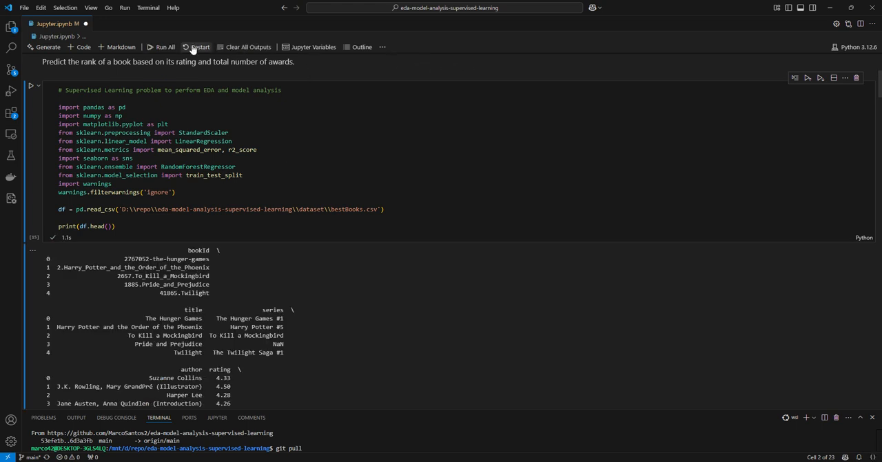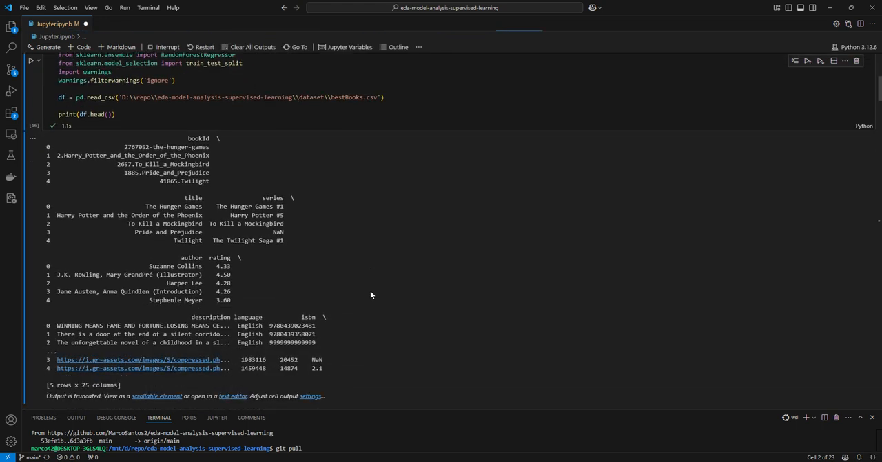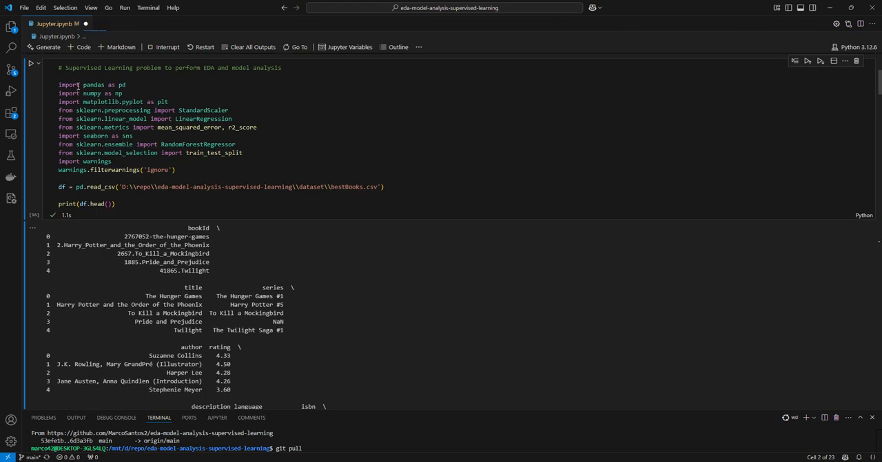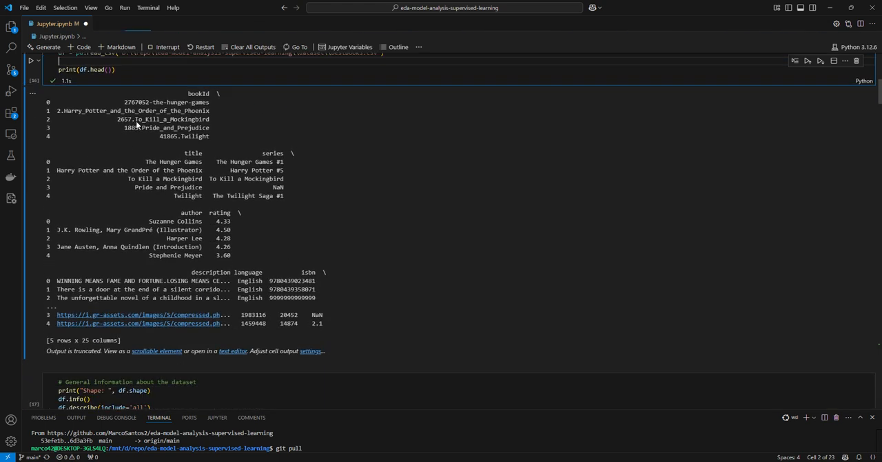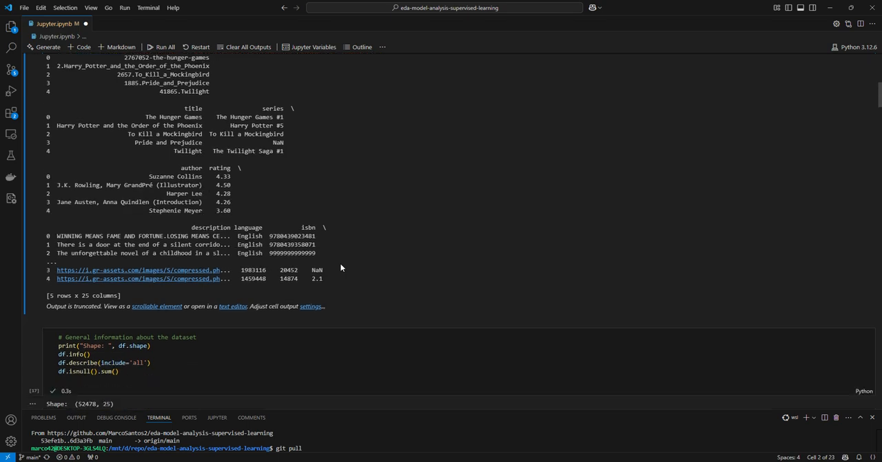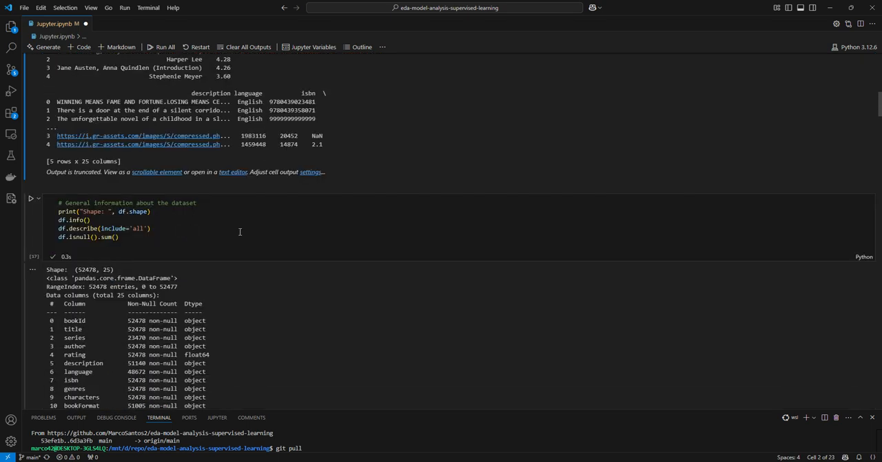So let's start here. Let me run all the cells. As you can see here, we are importing the necessary libraries and we are loading our data set here. It's a pretty big mess. There's a lot of unclean data, let's call it, and also data that we don't need. So we're going to go through data cleaning soon as well.